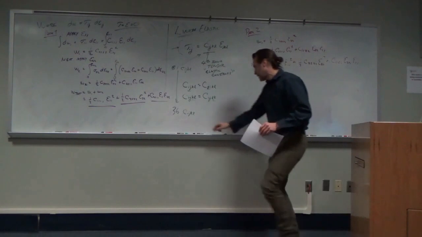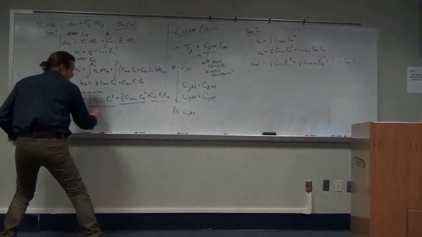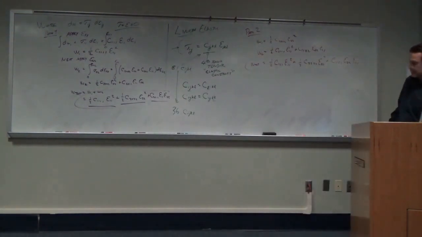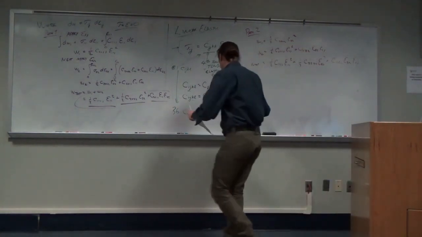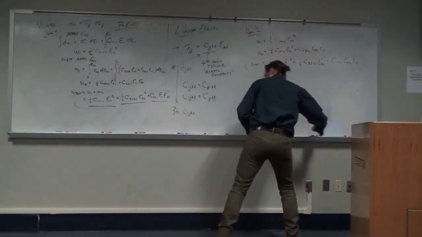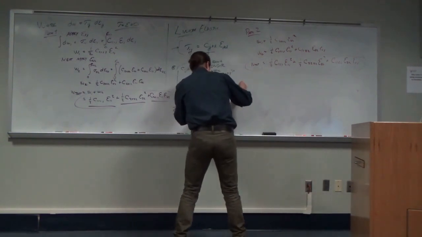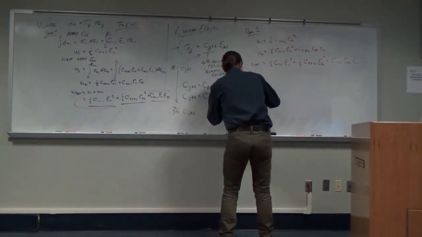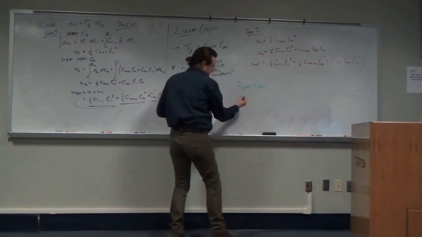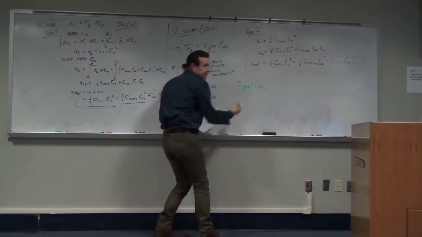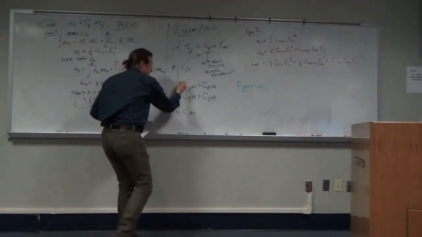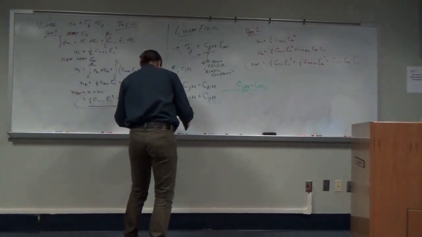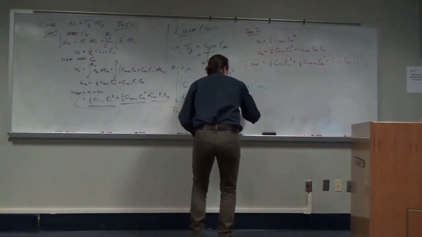And the only way that this term and this term can be equal is if C_ijkl is equal to C_klij. So now I swap the first two terms with the second two. So with these simplifications, we go from 36 to 21.